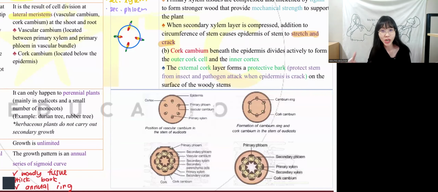Now that you know how to differentiate a woody and non-woody plant, a woody plant will have the outer layer. Non-woody plants are like banana, papaya, right? The stem is smooth. Have you all seen a papaya tree or banana tree?